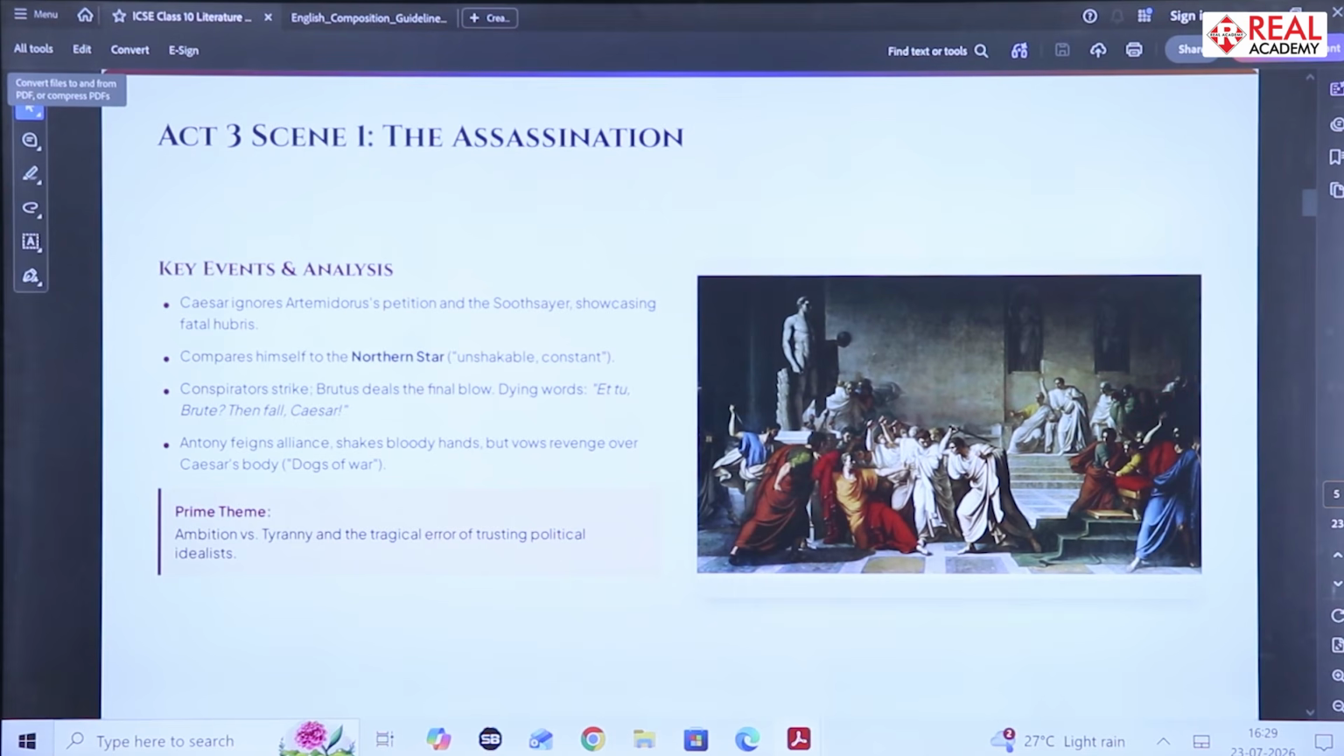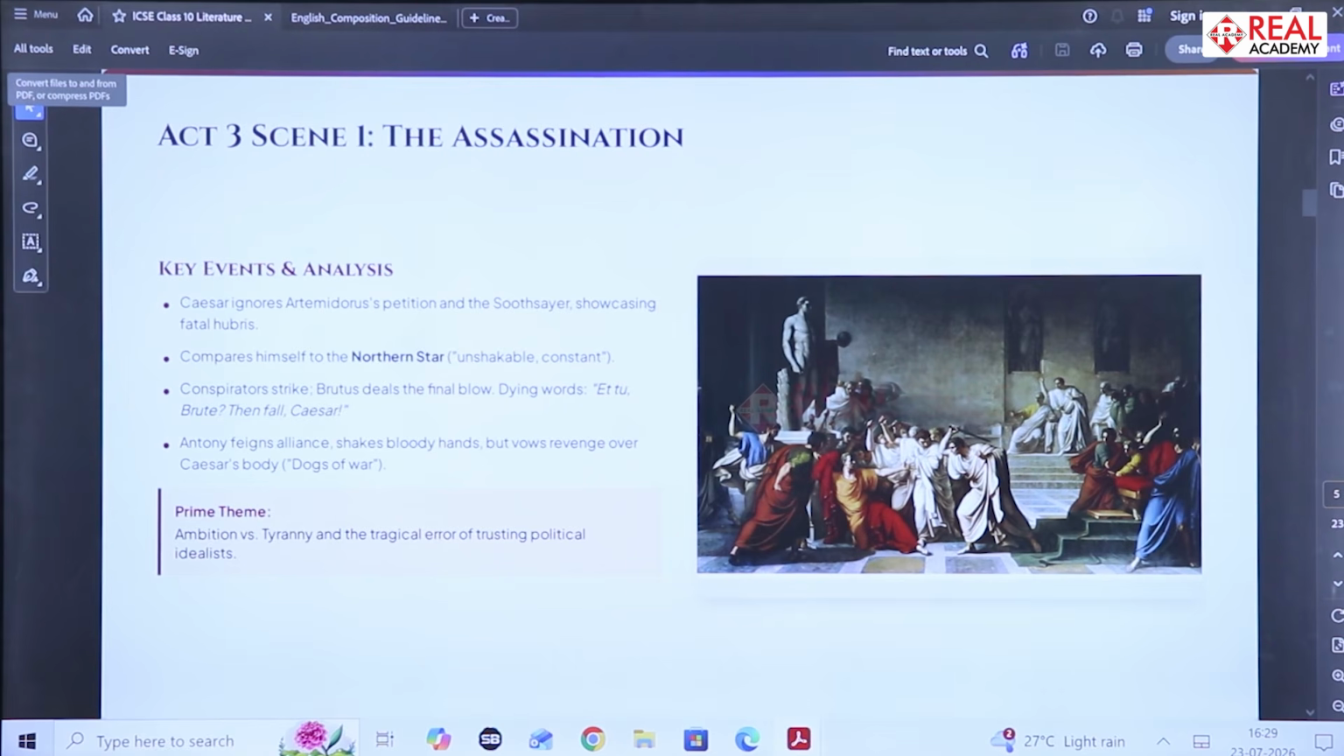Similarly, Artemidorus, who came to know about the entire assassination process or the conspiracy of the conspirators, wanted to warn Caesar by giving him a written petition, which he desperately wanted Caesar to look at before entering the Senate House. But Caesar ignored his petition as well as the prophecy given by the soothsayer.